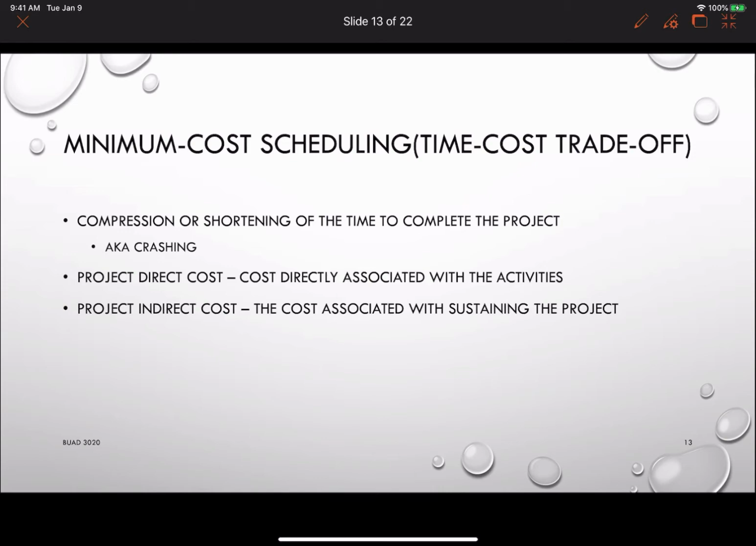The second type of cost is called the indirect cost. Those are the costs associated with sustaining the project. So it is not related to an individual activity, but instead the whole project. For example, it can be the labor or the insurance for some project that you are working on.